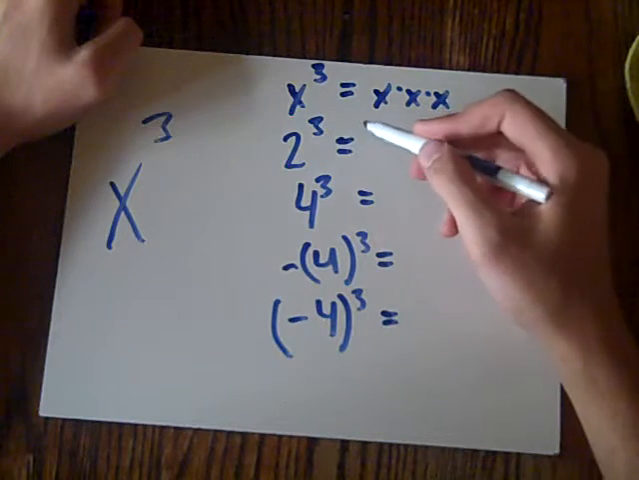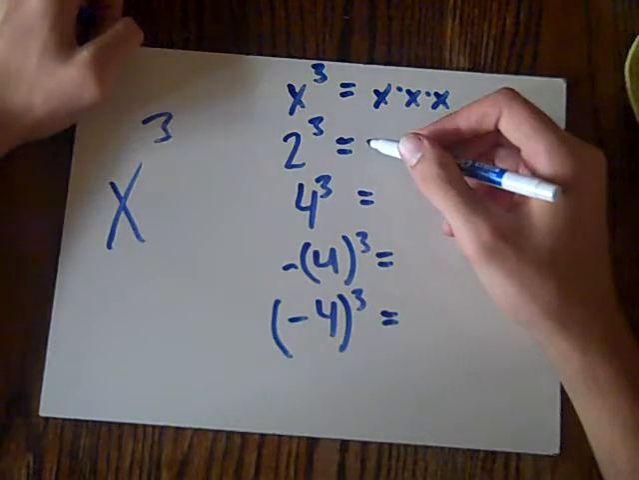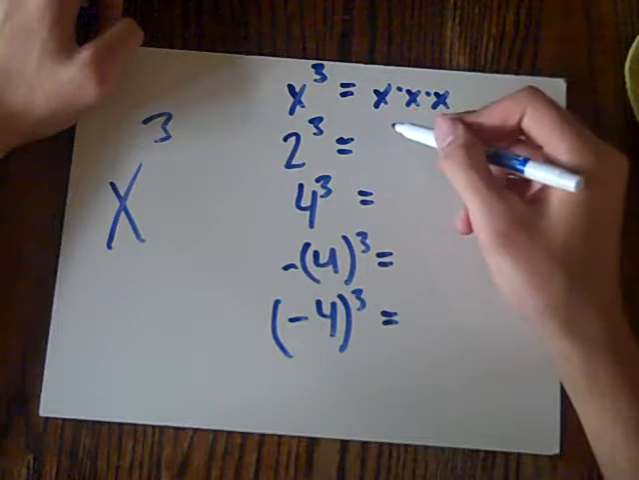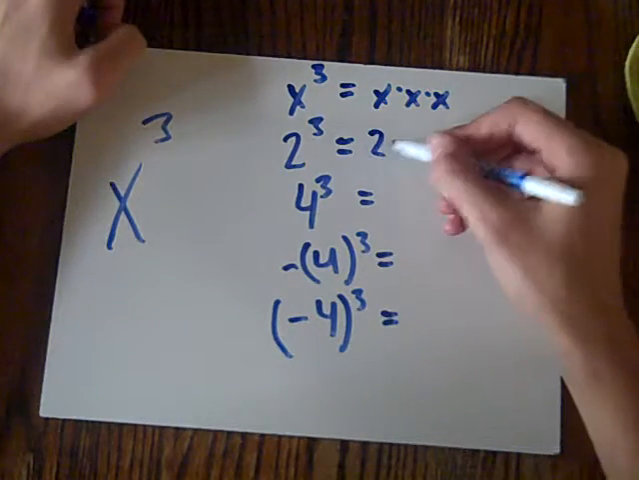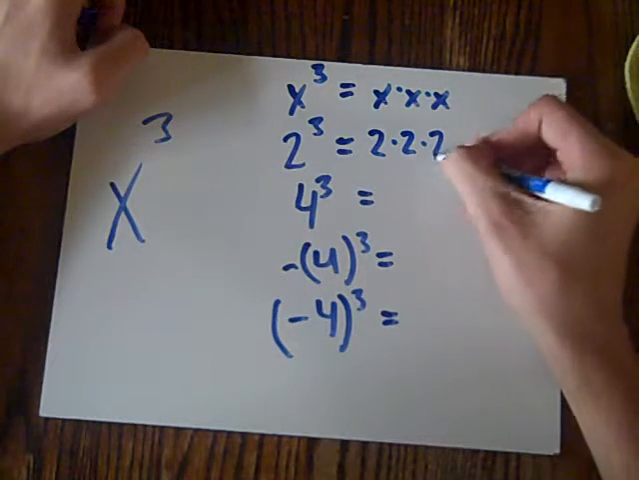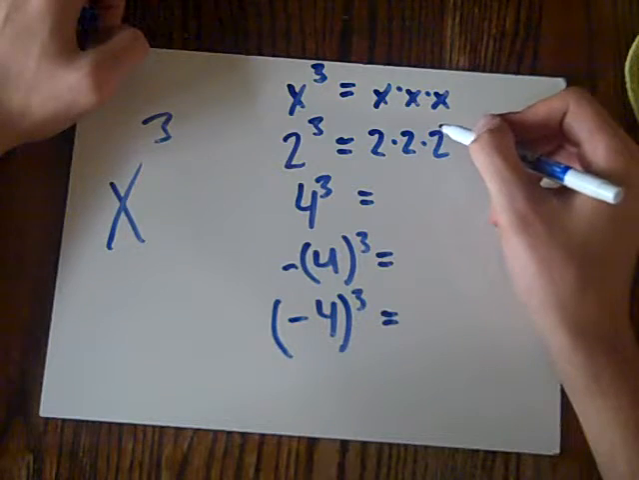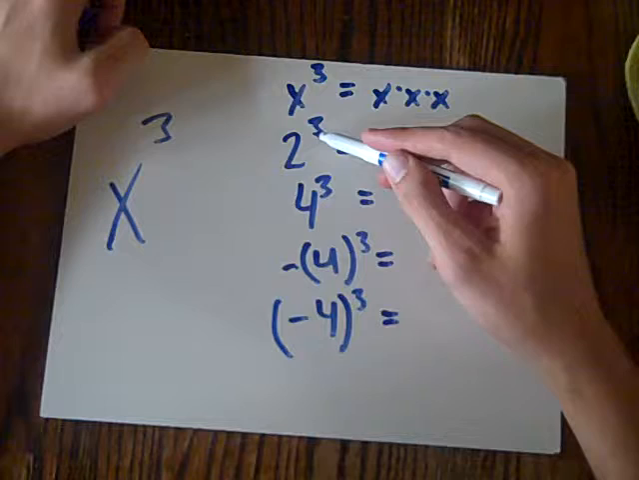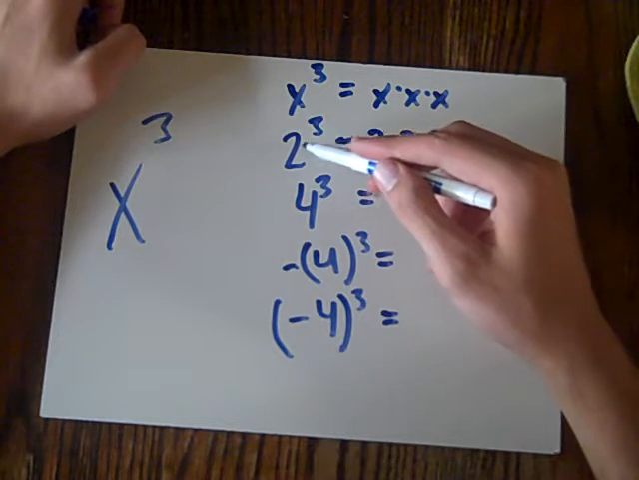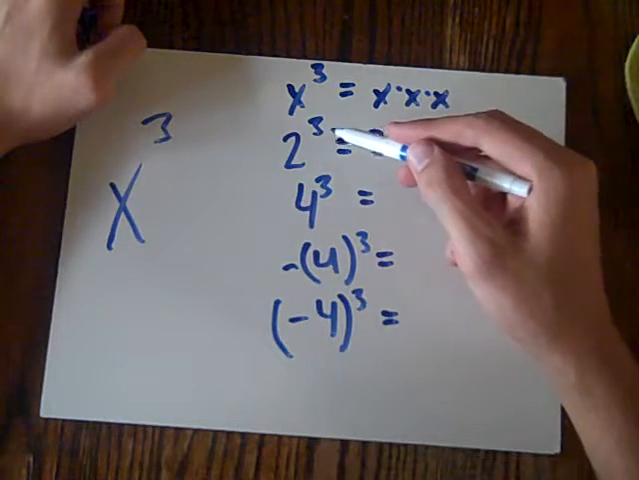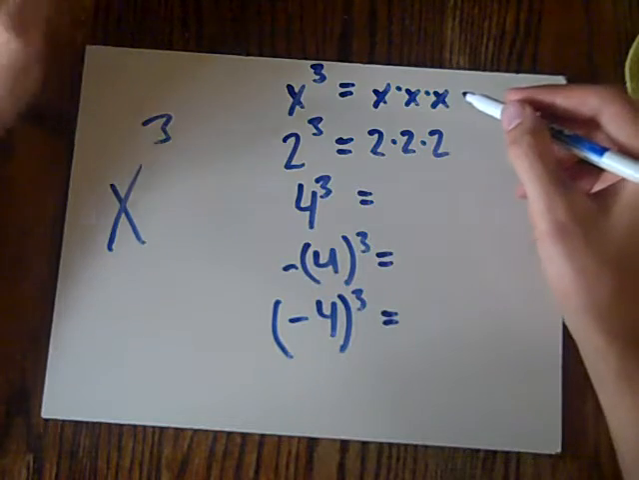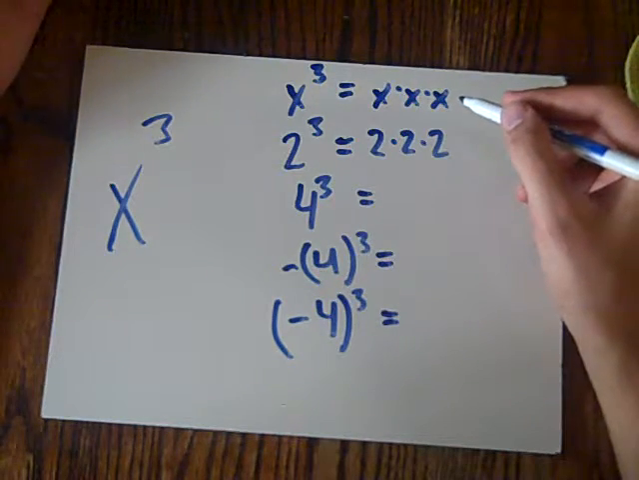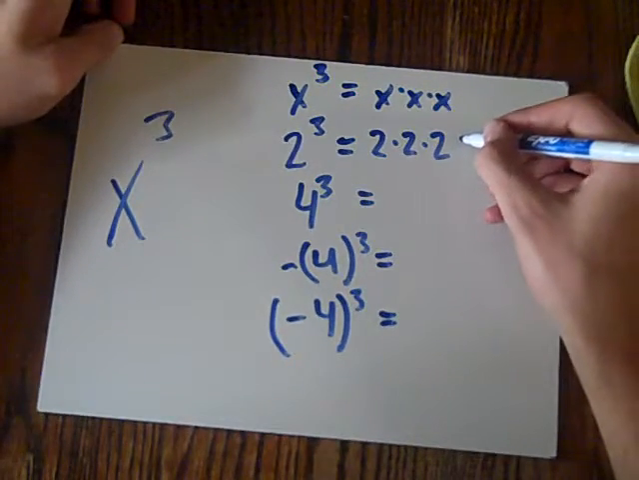So, we've got 2 to the 3, and that is basically 2 multiplied by itself 3 times. So 2 times 2 times 2. Whenever it's to the power of 3, it means that it's being multiplied by itself 3 times. You could say 2 to the 3 or 2 to the power of 3, either way works.